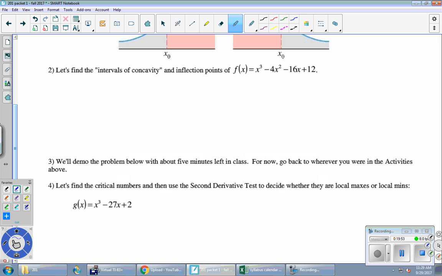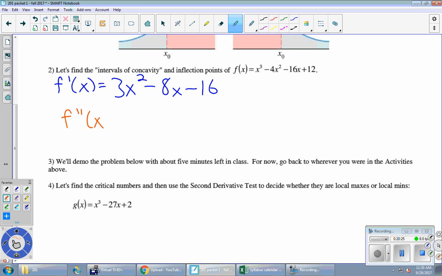So let's try number 2. It says find the intervals of concavity for that function right there. So let's go ahead and write in here, first derivative. Okay, who's got this one? 3x squared minus 16. You could set this thing equal to 0. That would find you the critical points and help you determine where the original function f was increasing or decreasing. But that's not what this question's after, so let's keep going.